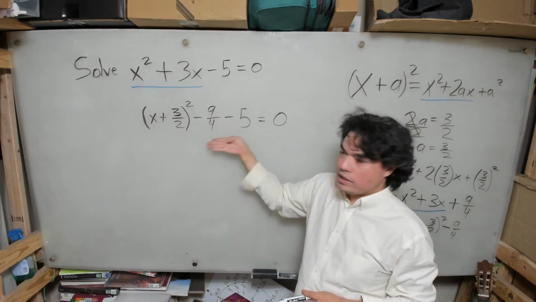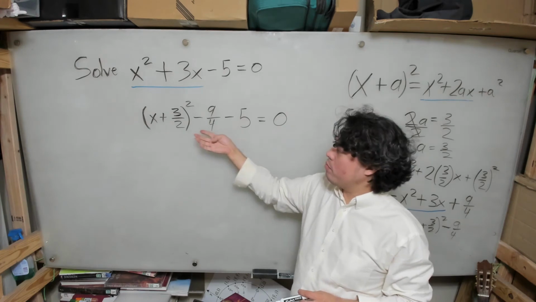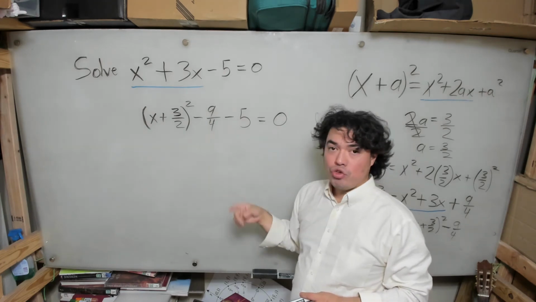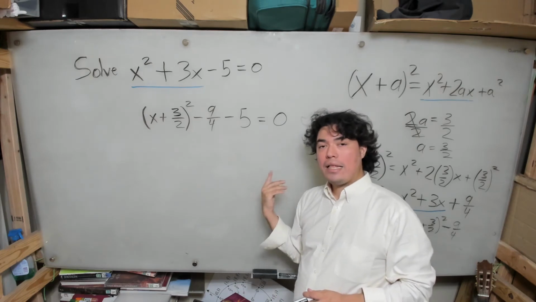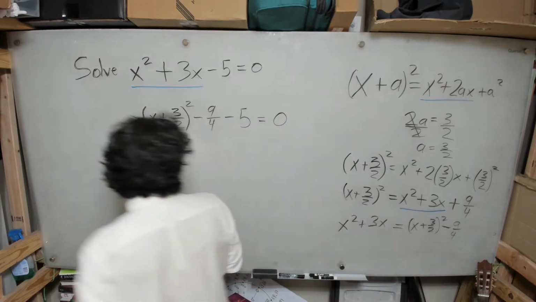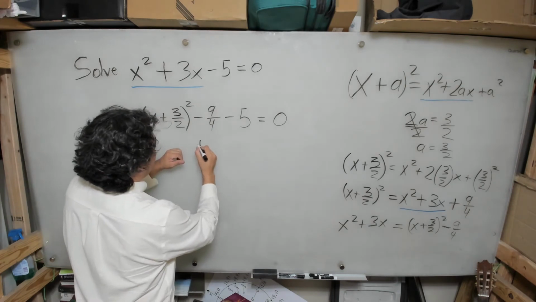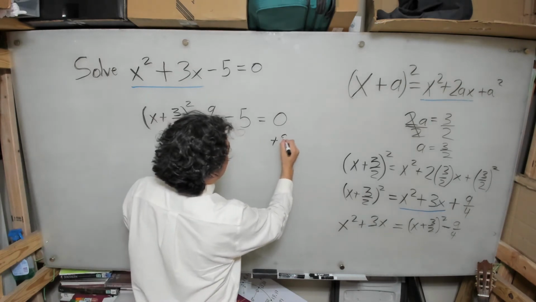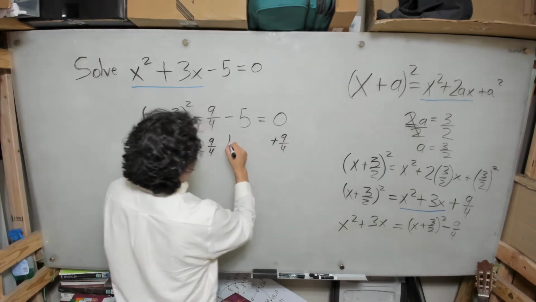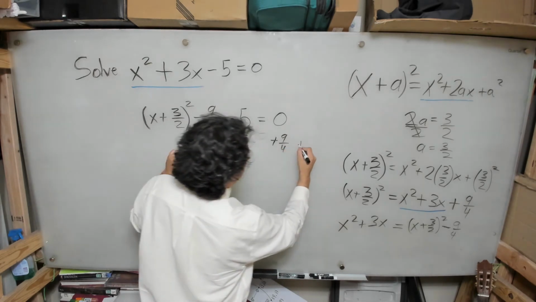But now we have this situation here. We have minus 9/4 minus 5. So I'm going to combine those first so I can put them on the other side, and then I'll be able to solve using the square root. To move them to the other side, I'm going to have to add 9/4 to this side, and add 9/4 to this side. Then I'm going to have to add 5 to this side, and add 5 to this side.